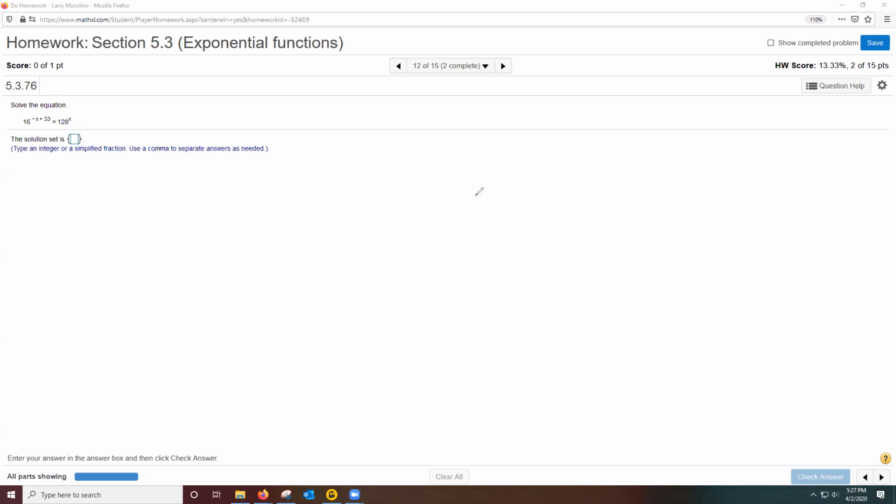So let me try something else. Base 4 is not going to work. Maybe I can use base 2. Let's try that. Well, I know that 16 is 2 to the exponent 4. And it turns out I can also write 128 as 2 to an exponent. And if you try it out, 2 to the exponent 7 is 128.